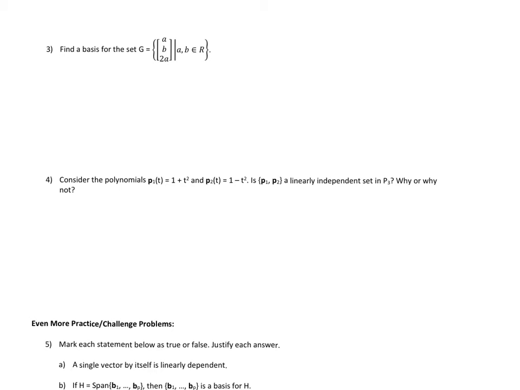Okay, find a basis for the set G, which is the set of all vectors that look like a, b, 2a. So my basis might be 1, 0, 2, and 0, 1, 0.